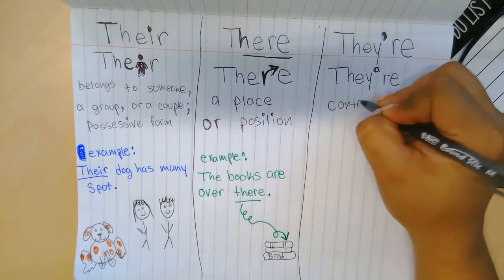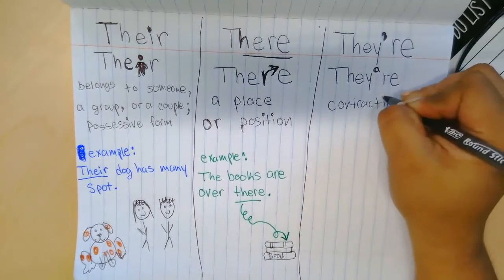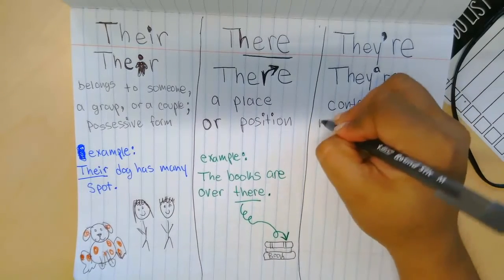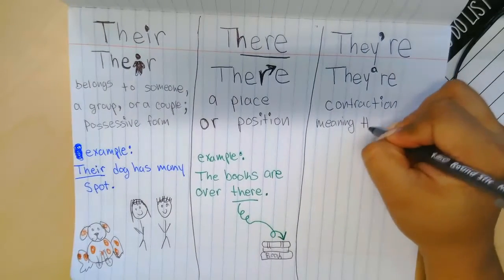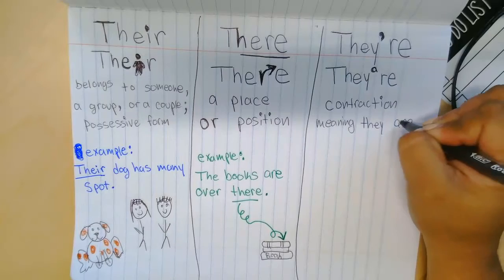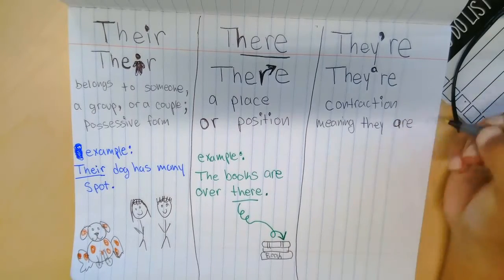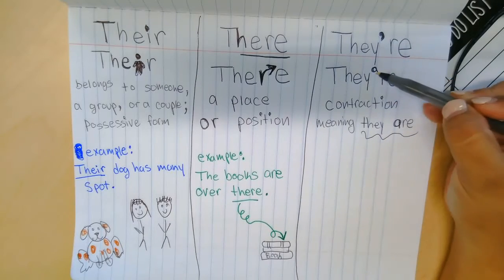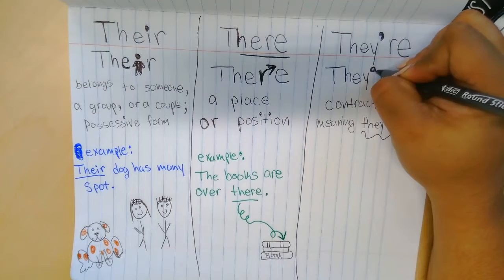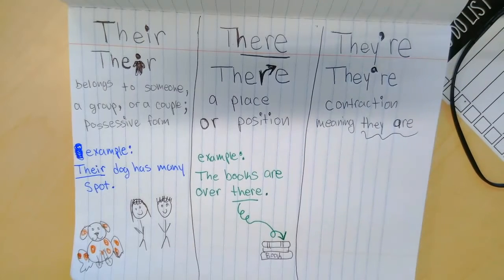Because this word actually means a contraction. So contraction is two words put together. Contraction meaning they are. Okay? So this word actually means they are. So that's why we wrote the little A up there instead of the apostrophe, just for a reminder. Okay?